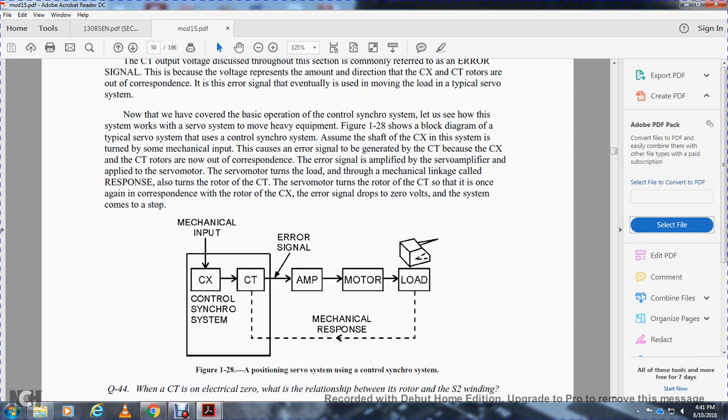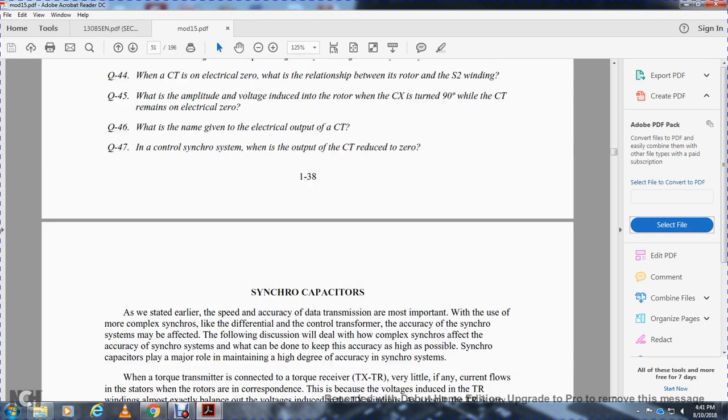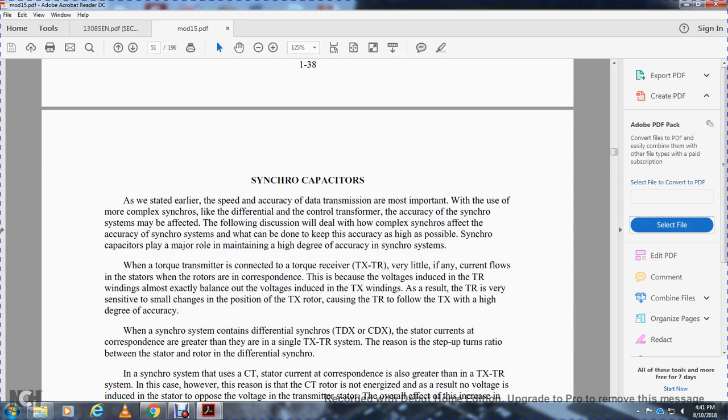The mechanical input goes to the control transmitter and the control transformer. The error signal goes to the amplifier, motor and load. The mechanical response from the load goes back to the control transformer. Synchro capacitors also improve the speed and accuracy of the transmission. Most importantly, with the more complex synchros, such as the differential control transformer, the accuracy of the synchro system must be effective. The following discussion will deal with how complex synchros affect the accuracy of the synchro system, and what can be done to keep the accuracy as high as possible.